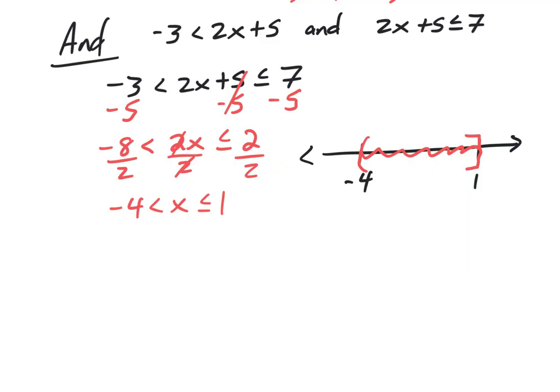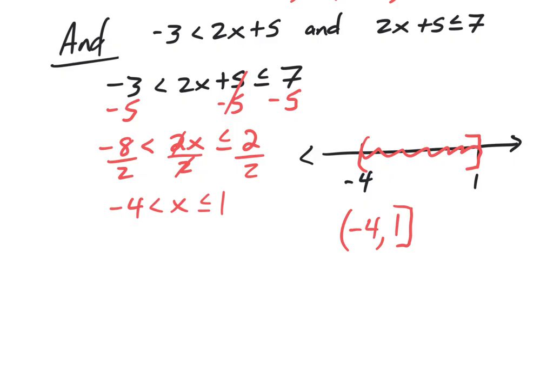Okay, the last step now is to write it in interval notation. So to finish this out in interval notation, we're going to go parenthesis, -4 to 1, including 1 with the bracket. And that would be our interval notation.